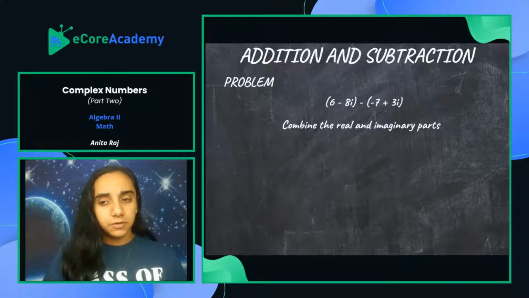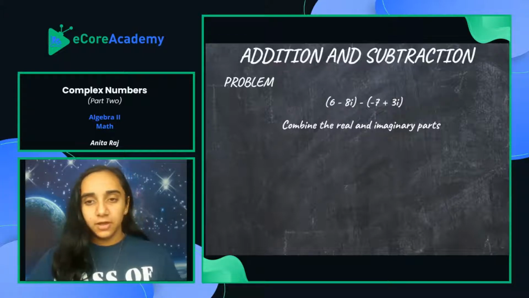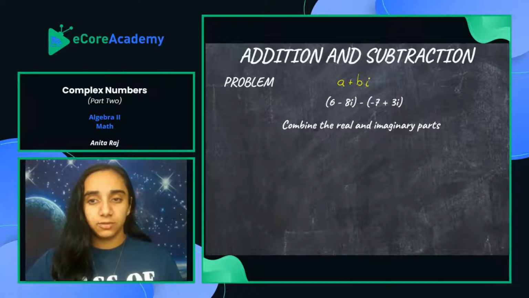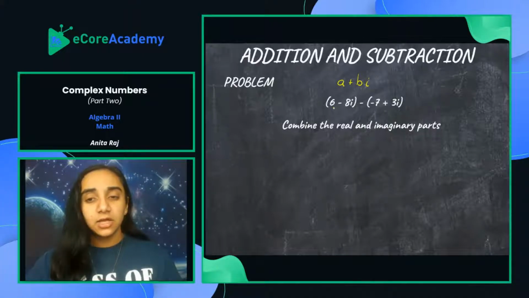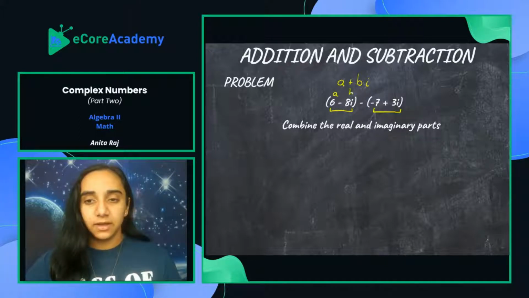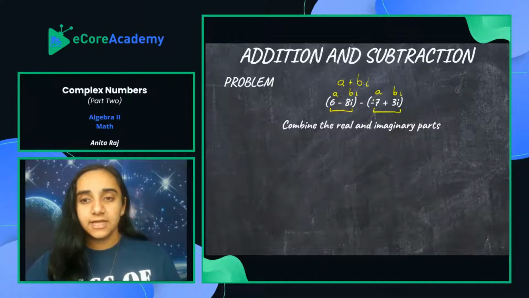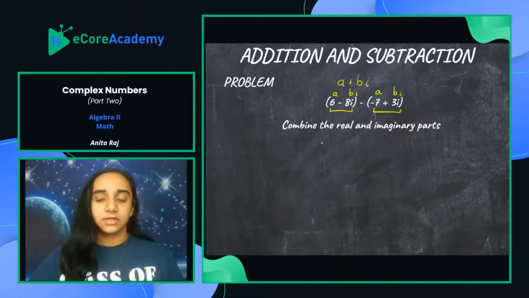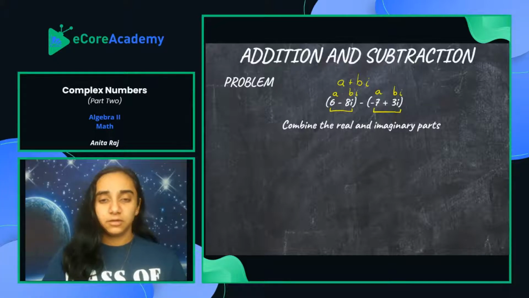You want to combine the real and imaginary parts because remember, our complex number is a plus bi. So we want to combine our a's together, and we want to combine our bi's together. Here we have one a plus bi set, and we have another a plus bi set. If this 6 is a and this 8i is bi, and then we have -7 as our a and 3i as our bi, we want to combine the a's and combine the bi's together. That's what we mean by combine the real and imaginary parts.